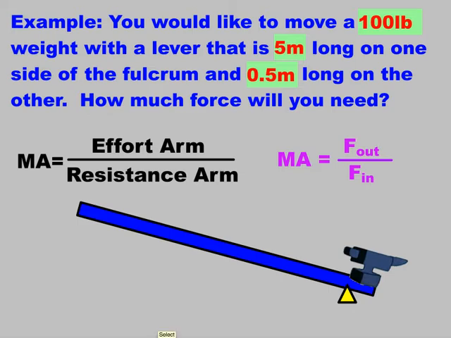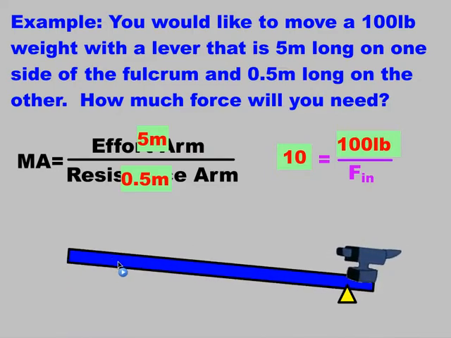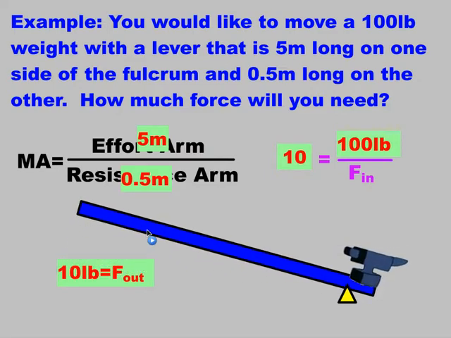I look at the lever and say, okay, my effort arm length is 5 meters. My resistance arm length is 0.5 meters. That tells me my mechanical advantage must be 10. So now I know over here that my mechanical advantage is 10, and 100 pounds is what I'm trying to get out. So I look at how much force I have to put in to do that, and 10 pounds is what I'll need. This is the type of problem we're going to be solving with levers: looking at how much force we need to put in to get out what we need.